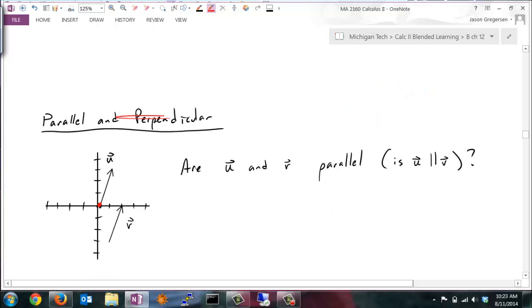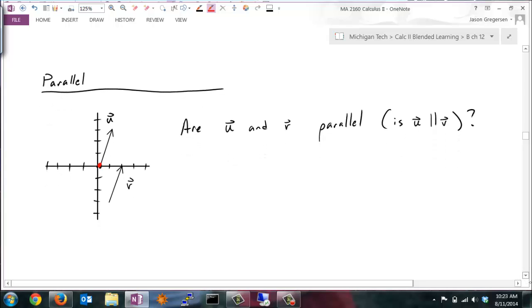Parallel and perpendicular, we're just going to focus on parallel for now. Are U and V parallel? Is there a way I can determine if vectors are parallel or not? So first of all, we look at them. Are U and V parallel? They look parallel. I try to draw them parallel. What makes them parallel? Why did you think they were parallel?